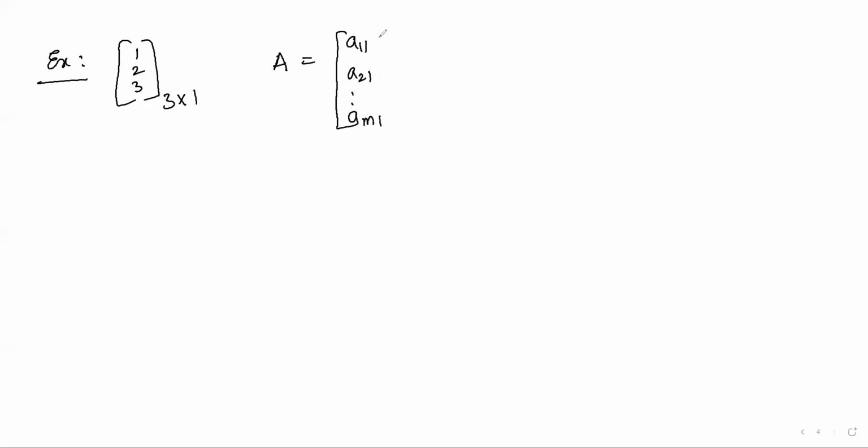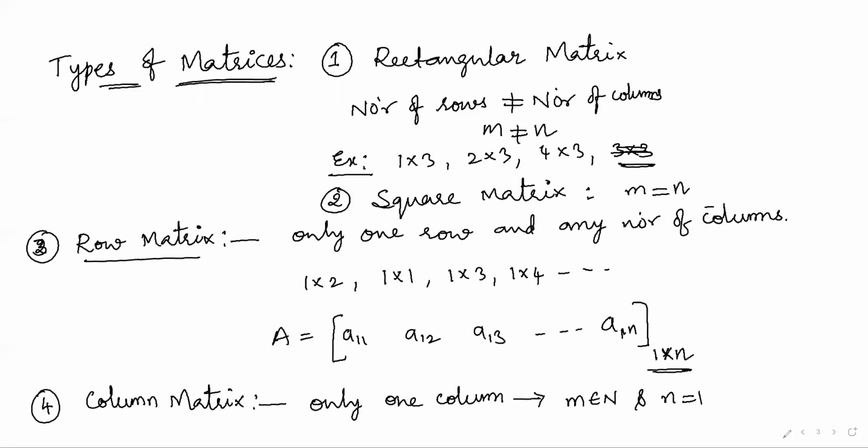For example, here you can see this is a column matrix: 1, 2, 3. This is a column matrix with 3 rows and 1 column. Generally you can write it like this: a11, a21, and so on up to am1. That means m rows are there and 1 column is there. If you write like this, then you will be familiar. So this is a column matrix.